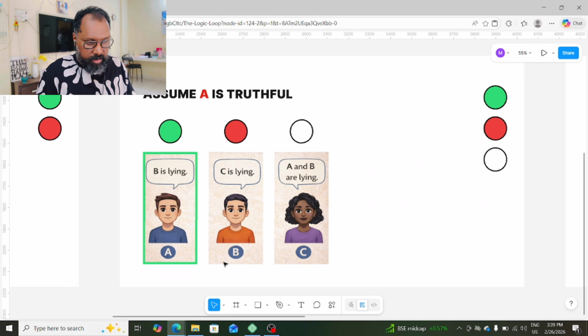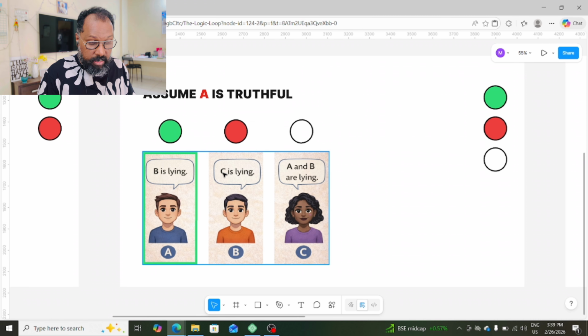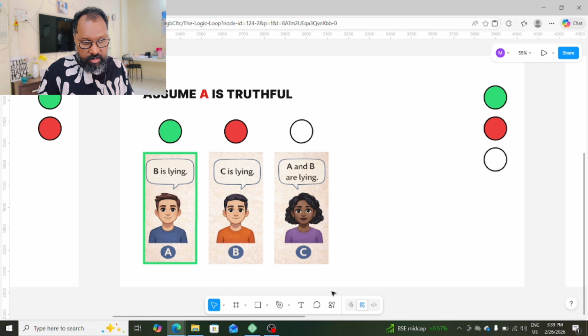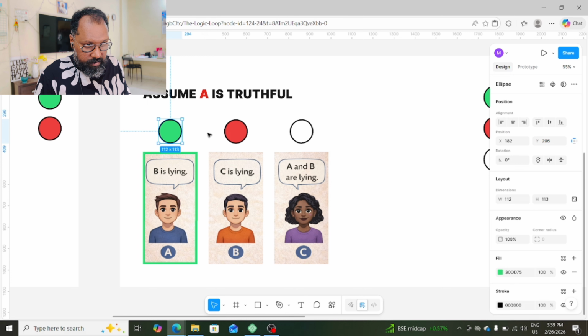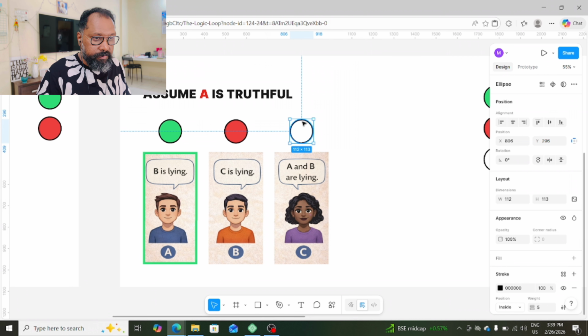Now let's check with B. What is B saying? B's statement is C is lying, but B is a liar, so the statement should be false. If the statement C is lying is false, then C must be telling the truth. And that's what we're getting over here.